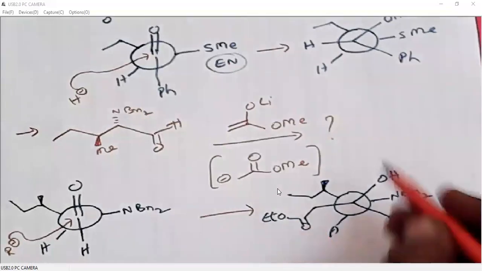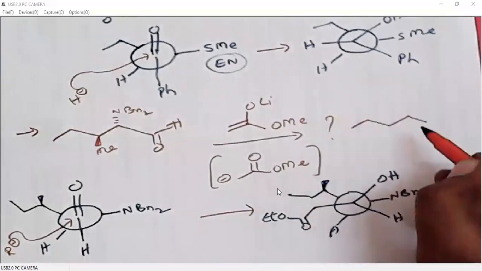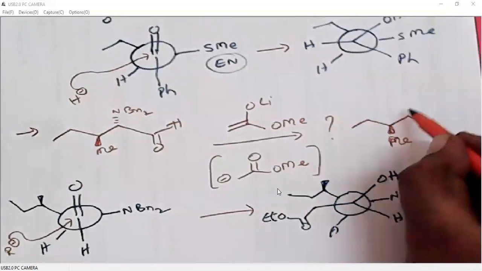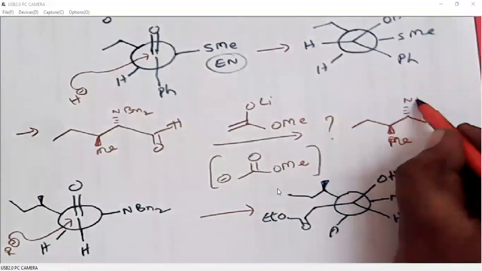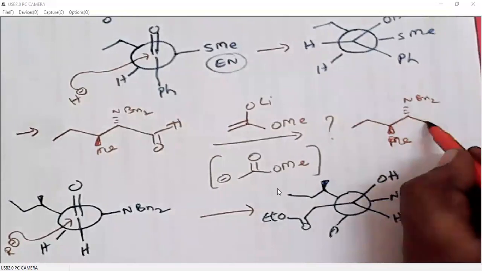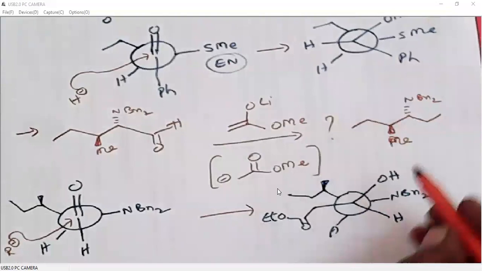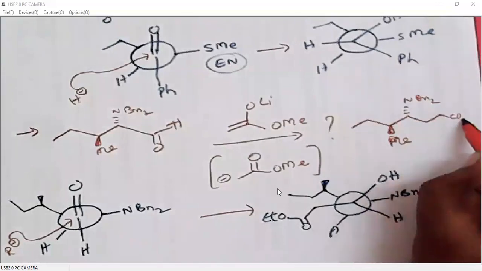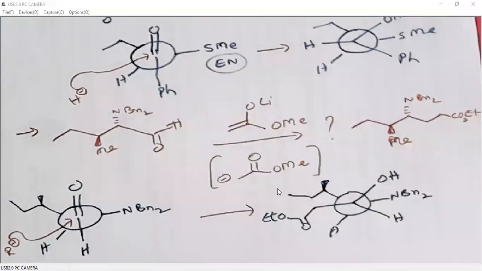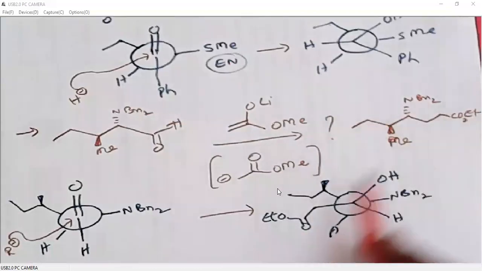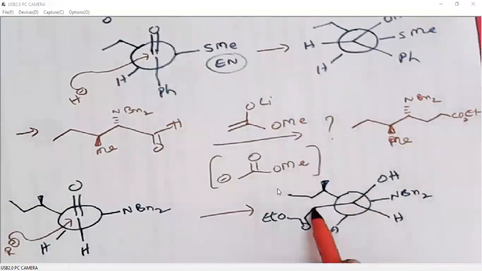So in the product, this ester group must be there, CO2Et. So this must be written in the plane. So this alkyl group and this alkyl group both are written in the plane. That means these two must be anti to each other.